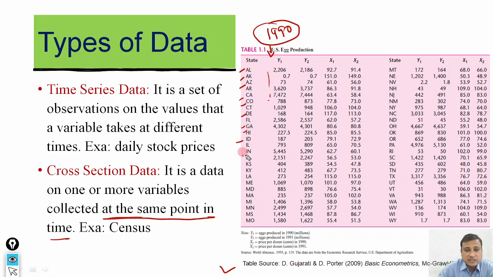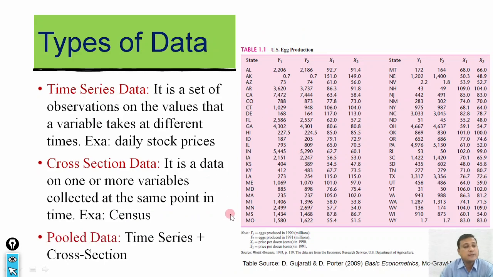And these are the states, and here are the values for the egg production. This Y1 is the egg production. Fine. So for a single year, if you have collected the data for one variable from the different states, then it will be known as cross-section data. Now, let me take you to the further slide.